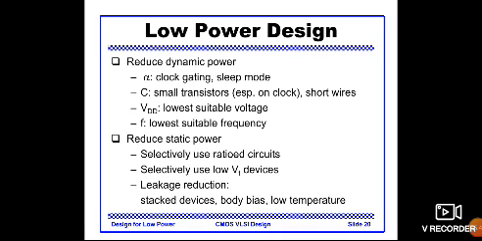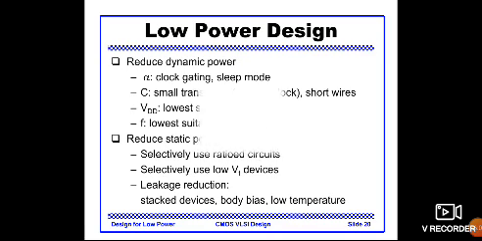Reduce dynamic power: alpha is reduced by clock gating or sleep mode. C is reduced with small transistors and short wires. VDD should be the lowest suitable voltage. F should be the lowest suitable frequency. Reduce static power: selectively use ratioed circuits, selectively use low VT devices. Leakage reduction: stacked devices, body bias, low temperature.